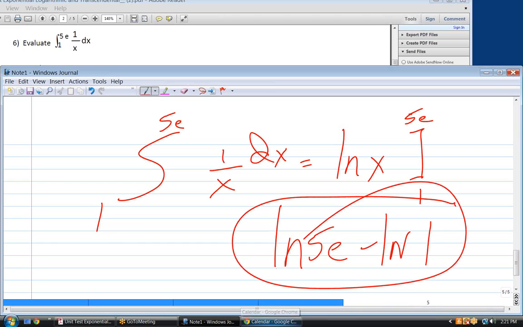And the natural log of 1 is what? What is the log of 1, natural or otherwise? Isn't that 0? What's the natural log of 5e? Well, the natural log of e is 1, so would that just be 5 then? Or does it stay 1?